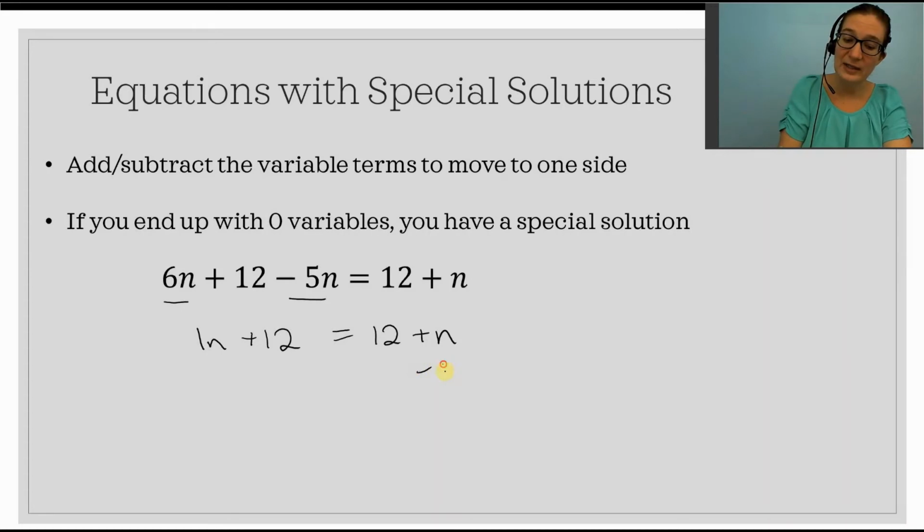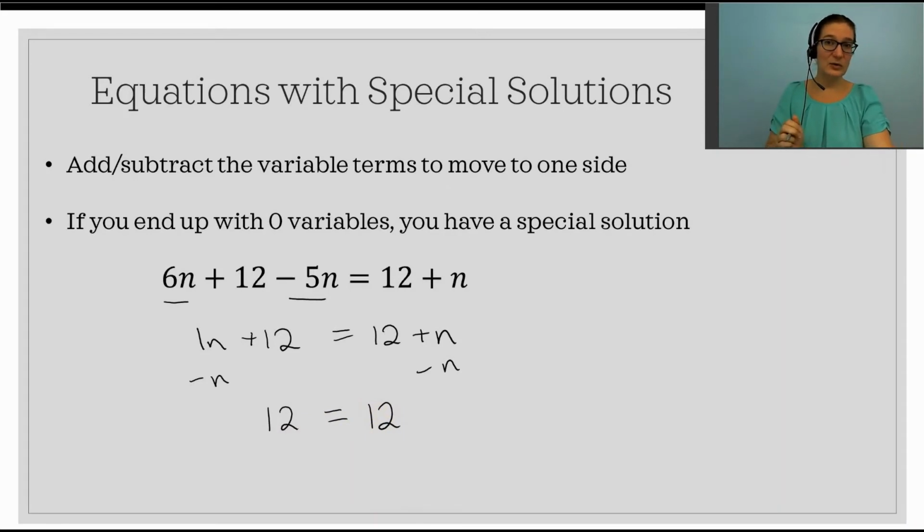So I subtract n here, 1n, and I subtract 1n over here. Well, how many n's do I end up with? I end up with no n's. So that's our key. We're definitely going to have a special solution because I have no variables left over, right? If I end up with 0 variables, I'll have a special solution.